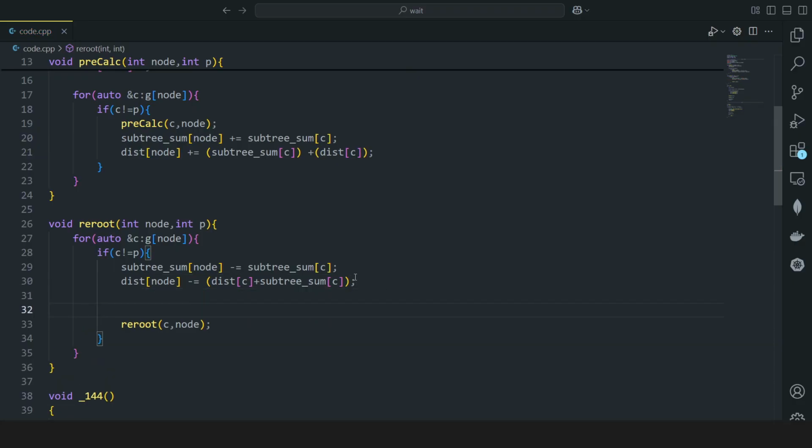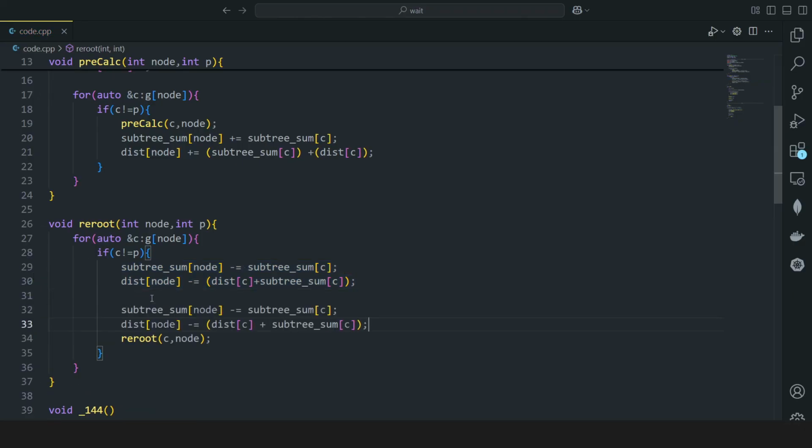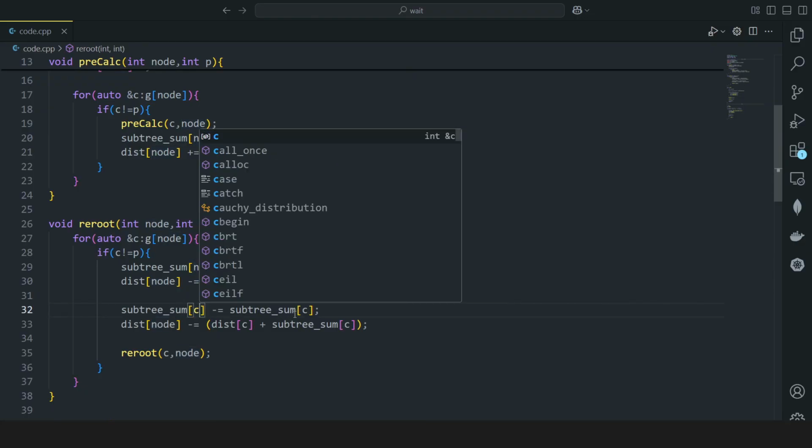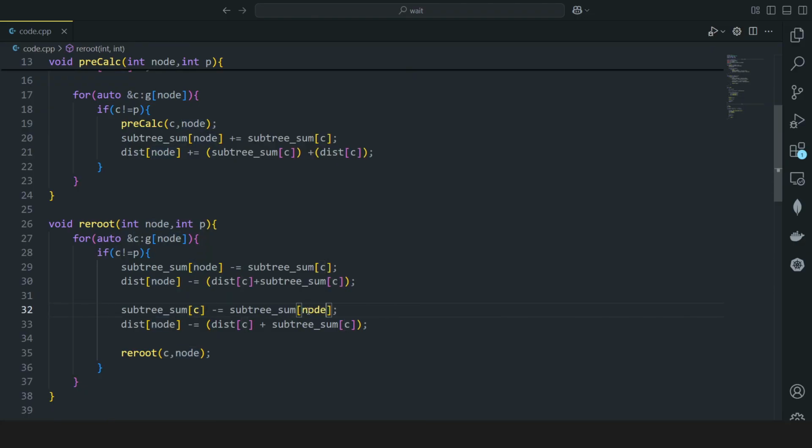So by these two lines, I removed the link of the child from the parent, but now I have to add the result of the remaining subtree of the parent back to the child, just as I told you in the explanation. So I will say that the subtree sum for this, I think I should better copy it because everything will be same. I just have to reverse the names, right? So in place of this node, it will be C, that is the child, and here will come the node, that is we are adding the subtree.